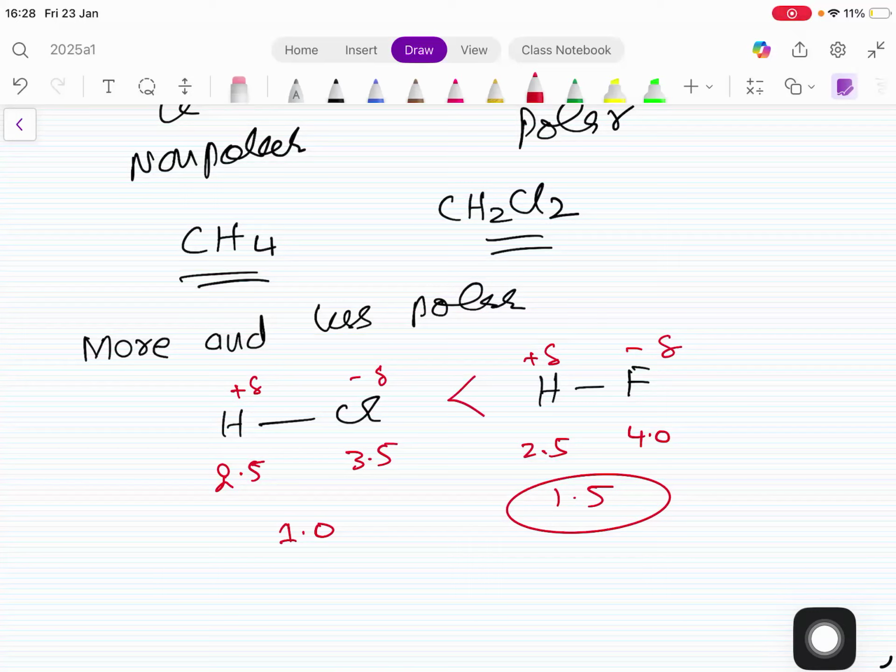So what I'm trying to say is, whenever you are asked for more and less polar, you look at the difference in bond polarities, and whichever has the higher difference in electronegativity would be more polar, and whichever has less would be less polar. All the electronegativity values are always given to you. You just need to understand the phenomenon of the difference in electronegativity. I hope it's all clear, right?